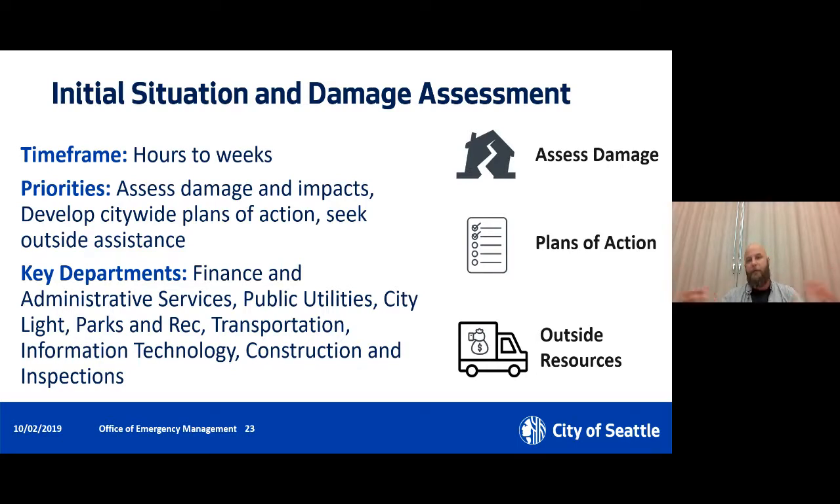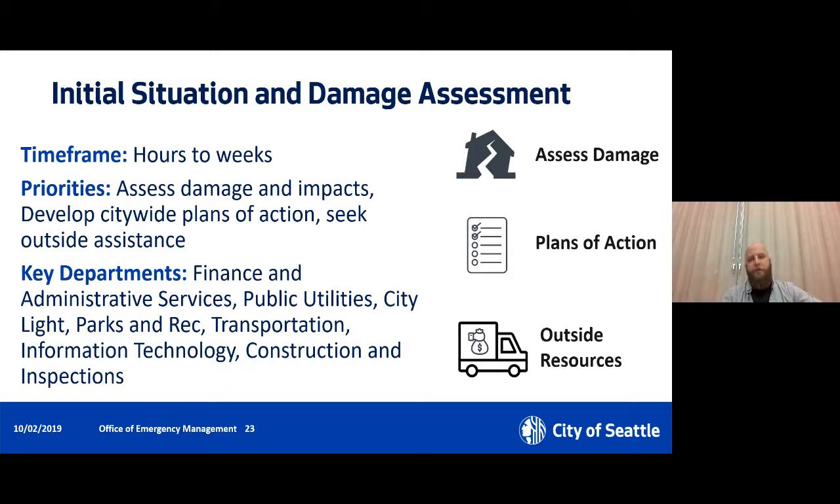So we're pulling that information into the Emergency Operations Center, using it to develop plans so we can prioritize where resources are going, but then also using that information to determine what outside resources we need. So we can start putting in those requests through our logistics unit to ask the county, ask the state, ultimately ask the federal government for what we need so we can bring in outside resources.